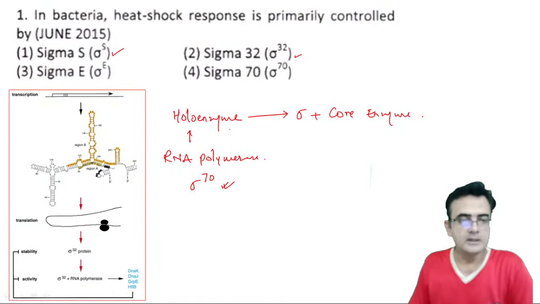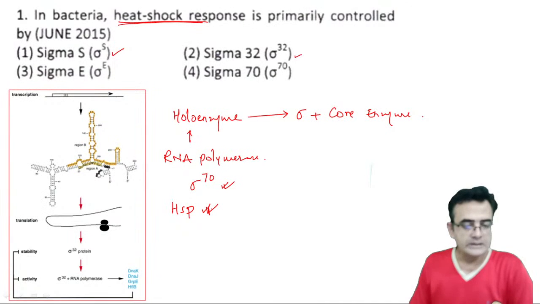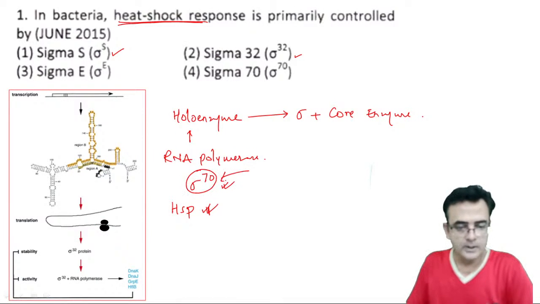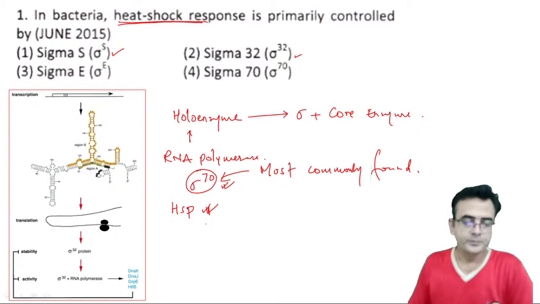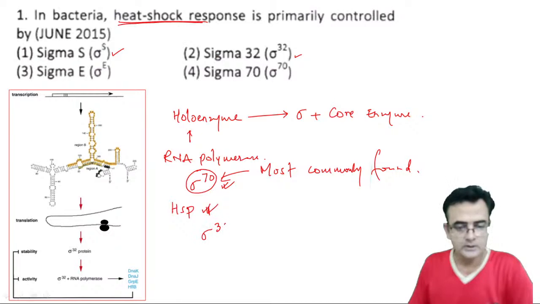But here they are talking about the heat shock response. We have heard about HSP proteins, heat shock proteins. During any adverse condition, heat shock proteins are expressed, and for heat shock proteins, sigma 32 is the sigma factor. Sigma 70 is the most commonly found sigma factor, and in heat shock responses, sigma 32 is expressed.